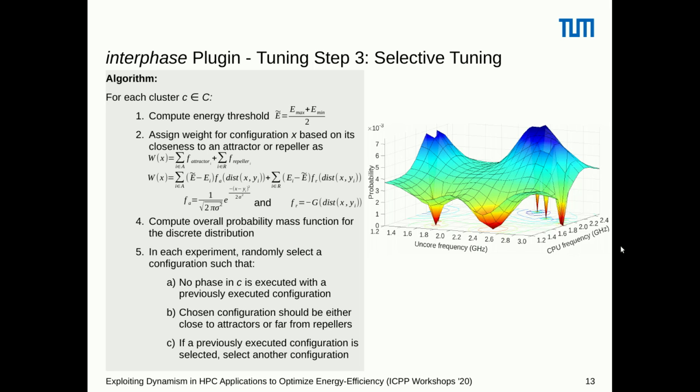To satisfy the conditions, we set the probability of previously executed configurations to 0. Hence, here we see that previously executed configurations now have a probability of 0 and will never be selected again.